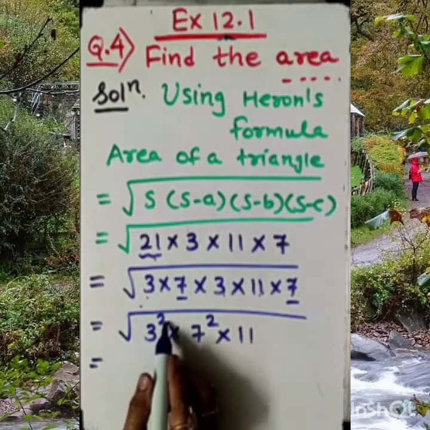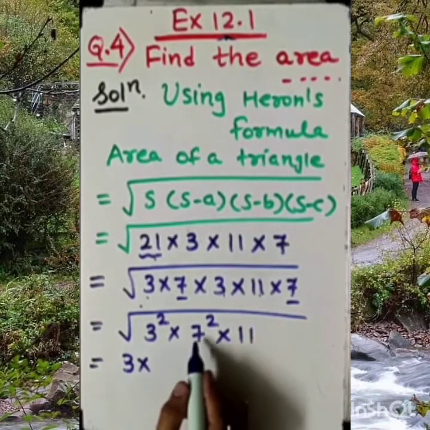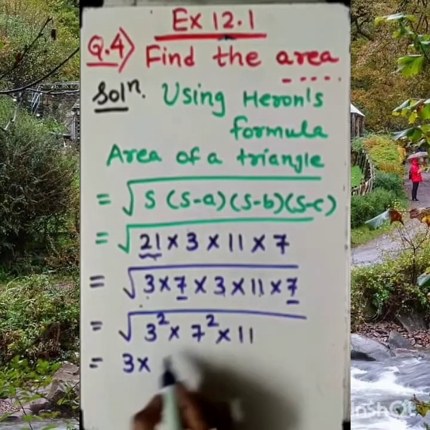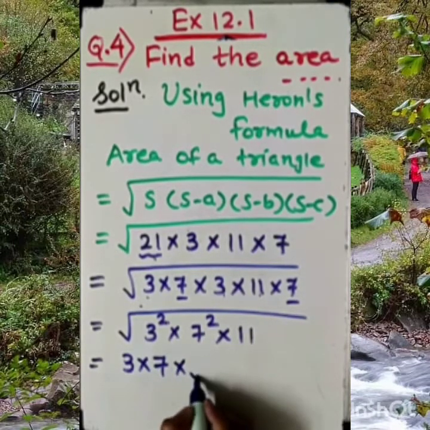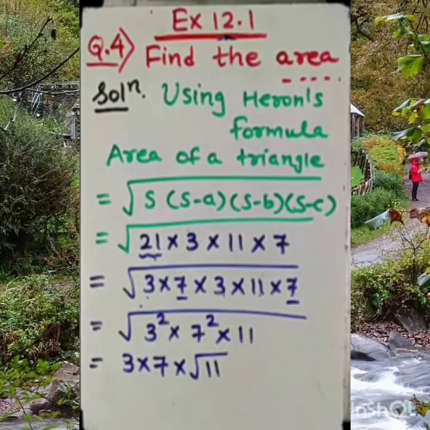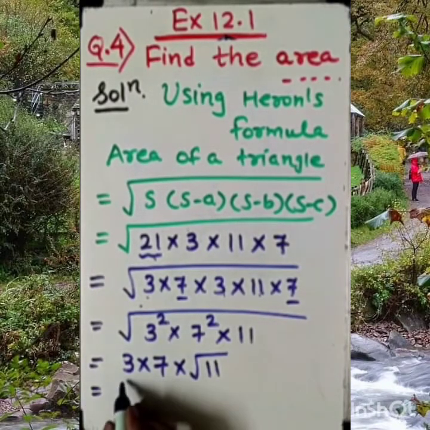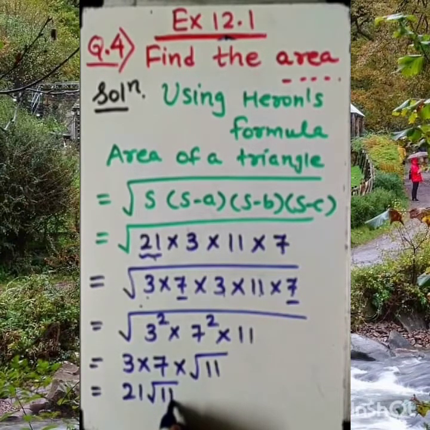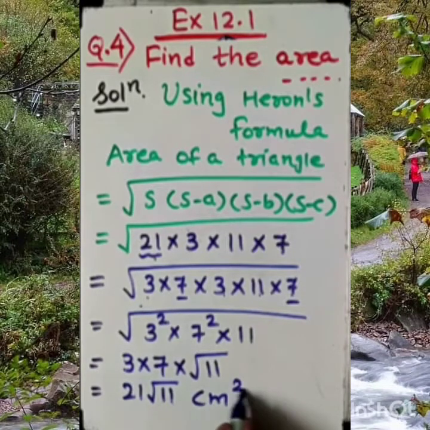Here 3 is in a square, so it will be 3 outside. 7 is a square, the square root cancels, so 7 will be outside. So 11 will be left in the square root. 3 times 7 is 21. So I need to write this as 21 under root 11. The unit is centimeter square. So my dear student, this is the area of the triangle. The answer is 21 under root 11 centimeter square. This is the complete solution of question number 4, which is quite easy.